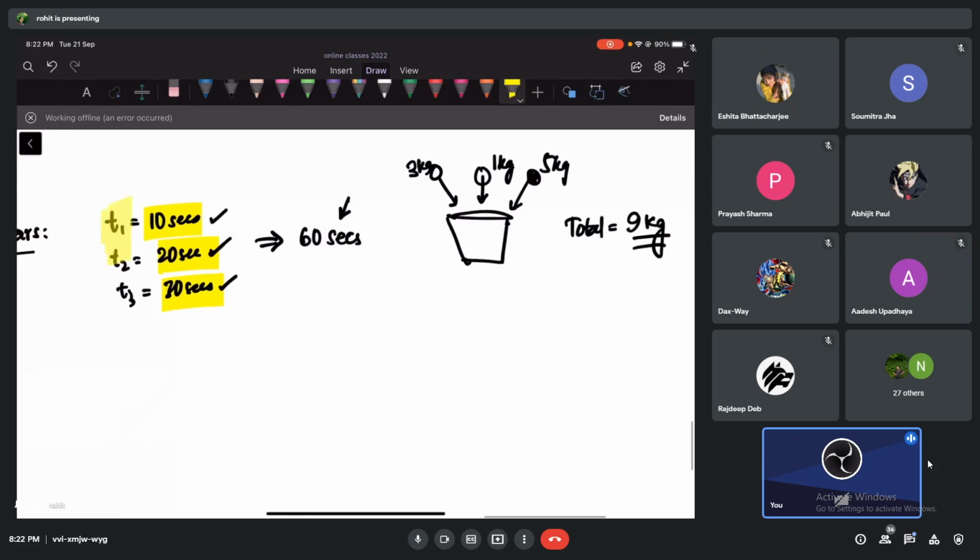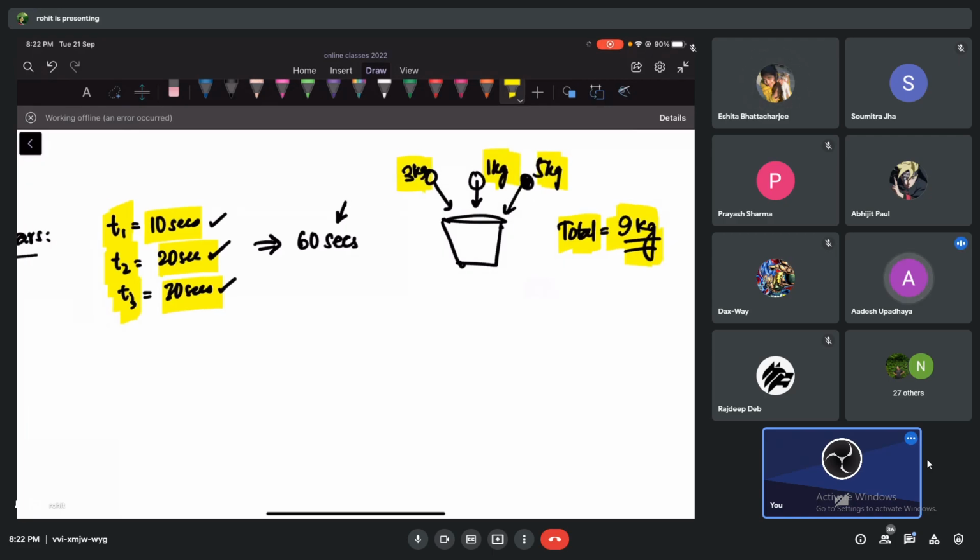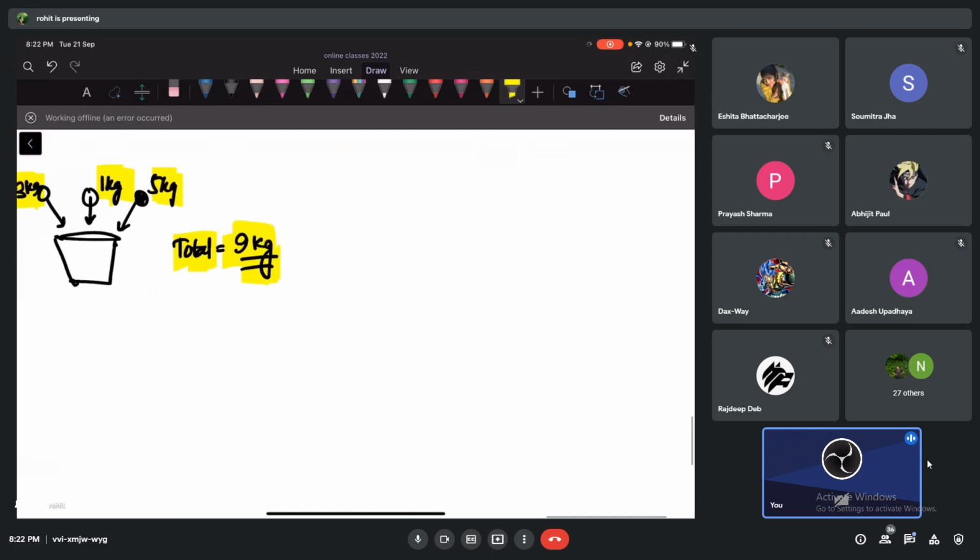When I added the mass, which is a scalar, obviously there is no direction. I don't have to think much about the direction. Just keep on adding, right? Or subtracting also; I'll show you how to subtract scalars.